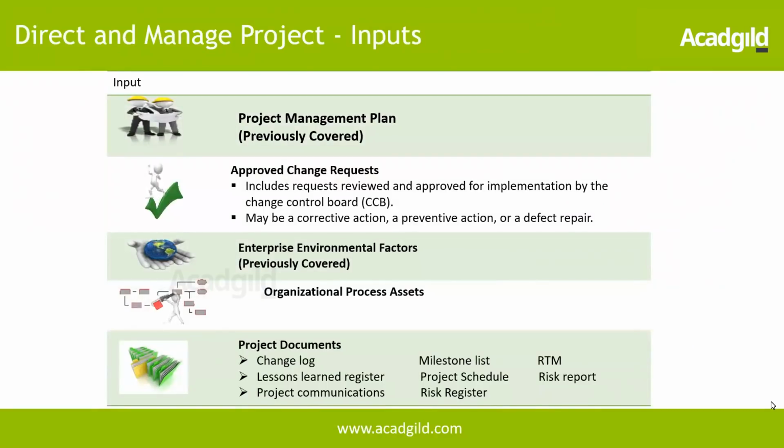So let's take a deep dive into the inputs, tools and techniques, and outputs of Direct and Manage Project Work. The first input is the project management plan, which we already saw in detail. Then approved change requests. These include the requests reviewed and approved for implementation by the change control board, where a team of people look at the changes, look at all the impact, and then finally approve the changes. So that becomes a key input here, because we are going to execute that.